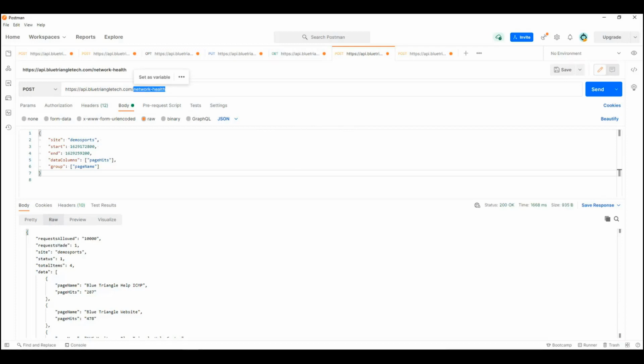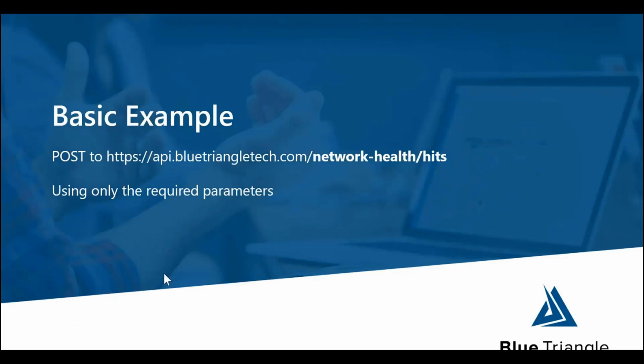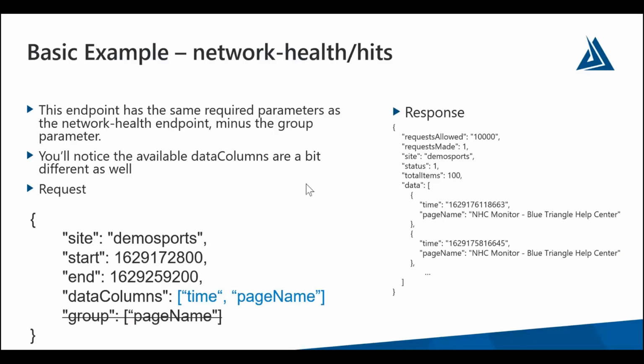The next thing we're going to do is one for the network health hits endpoint. All right. So this is actually going to be real quick because we're going to use the same required parameters except for the group parameter. Since we're looking at raw data, we're not doing any grouping of the data. So this endpoint is more for fine-grained, detailed analysis type queries. As a basic request, we're going to get our required parameters together. And in the data columns, I'm just throwing in time and page name. And that is going to produce this response over here to the right. So we'll get time, this is epoch milliseconds, and the page name is the name of the monitor. So that's one for the network health / hits endpoint.